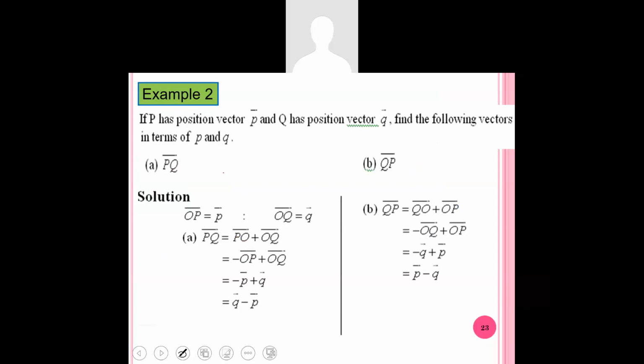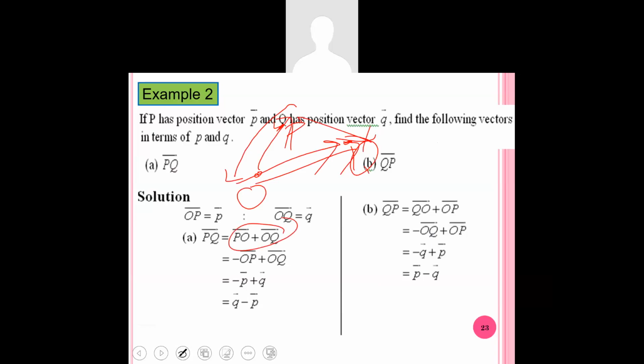Okay, next example. P has the position vector p, and Q has the position vector q. Hence, find the following vectors in terms of p and q. So what do we know here? We're looking for PQ. We know P and Q, and we also know O. So OP we know, OQ we know. But what is PQ? That means P has to go back to O first, then it can go to Q. So we write that down. The same goes for QP. Q has to go back to O first, then it can go to P. So we write this down to get our answers.